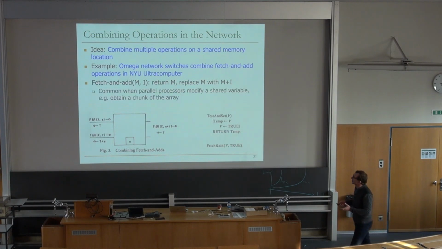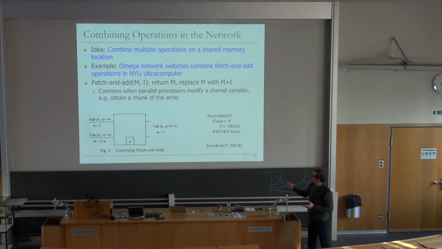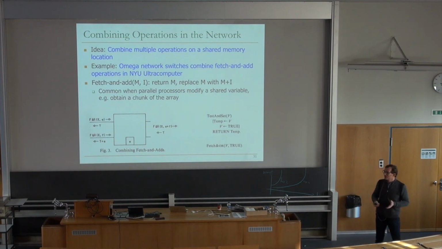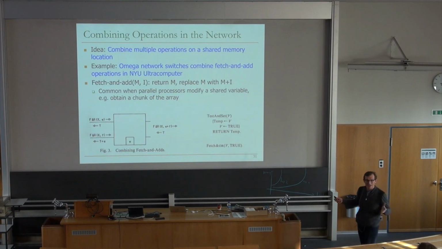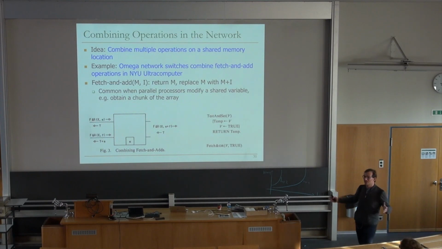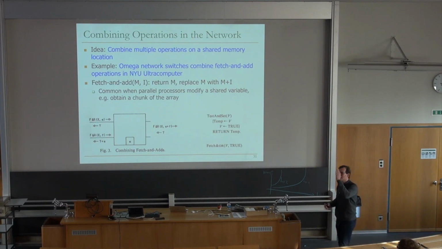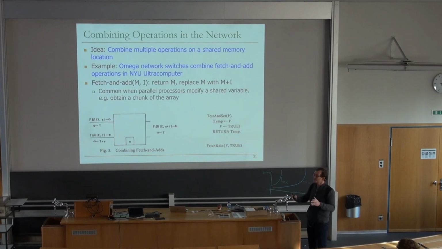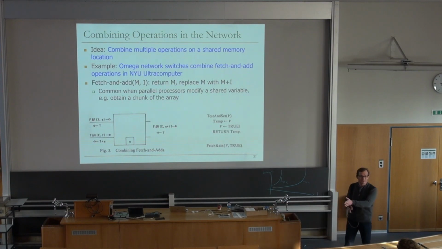So where could this be useful? When this sort of operation exists, when parallel processors modify a shared variable. For example, if you want to obtain a chunk of an array, and every processor wants to get the next chunk in an array, but you don't care which chunk is assigned to which processor, you basically start with the array index 0. That's a memory location that says this is the array index that I'm going to allocate to this processor. And each processor gets a chunk. Let's say one processor wants 256 elements of the array. It increments that index by 256.